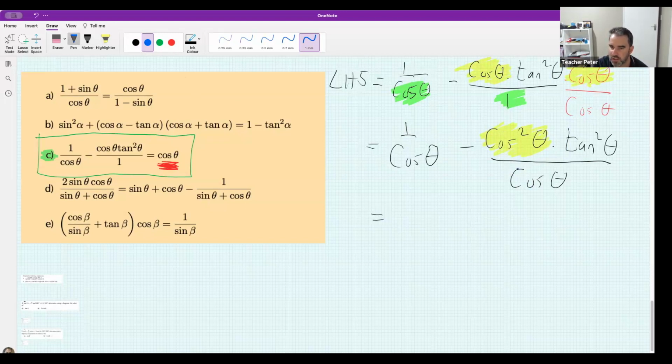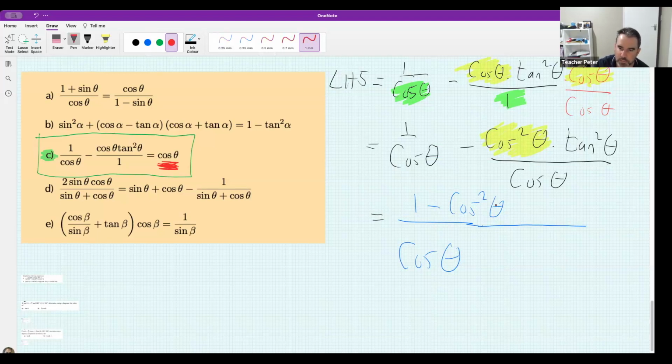Ooh, yes. So we could change the tan squared theta into sine squared theta over cos squared theta. But I was thinking before we do that, can't we just put them together as well? So we get it all over cos theta, and then I have 1 minus cos squared theta. Oh, okay, I see what you mean. And so now I think I can replace the tan squared theta with something.